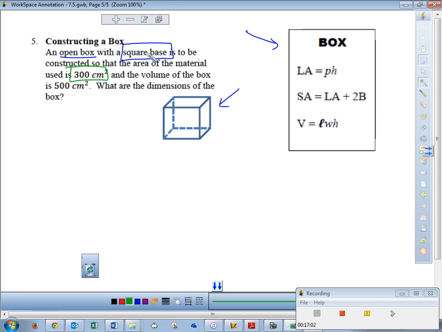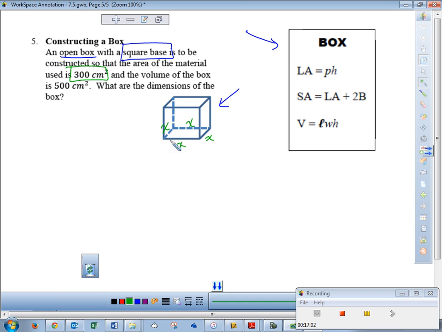It says we got a square base. So do you know anything about the sides? You don't know how long they are, but you know something about the sides of a square. You just mentioned it to me. What do you know? All the same. So I don't know how long it is. How about x, x, x, and x? I drew that there for you.